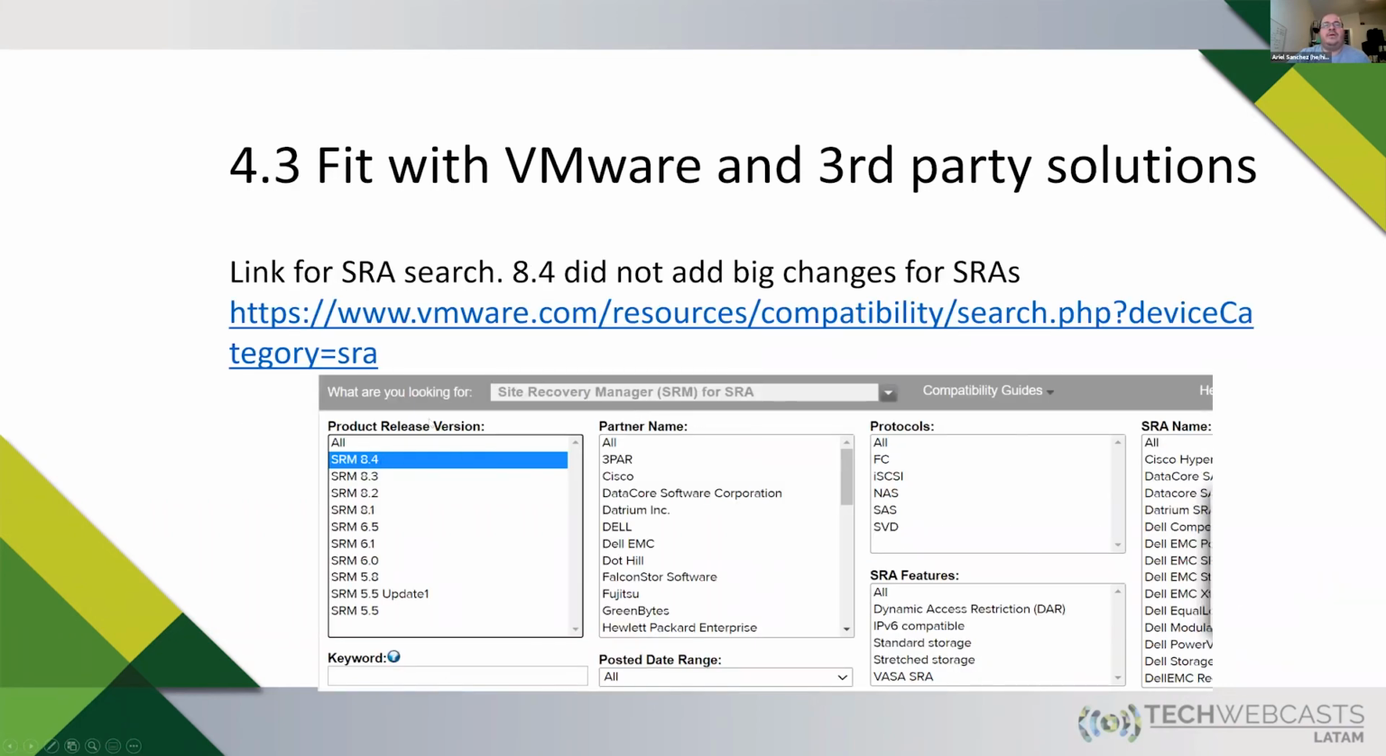One thing I wanted to show here is this is what it looks like when you're looking for an SRA. You definitely want to make sure that you have the right SRM version, the right partner name, the array manufacturer, and then you will find what protocols are supported, what features are supported. You can see here, for example, stretch storage, and what exact software you need to be installing.